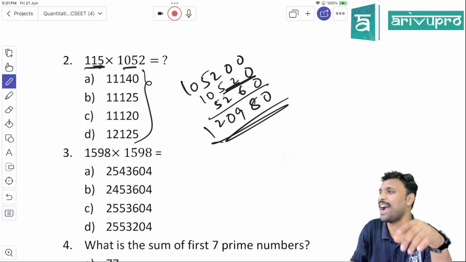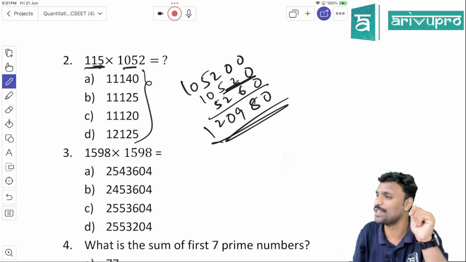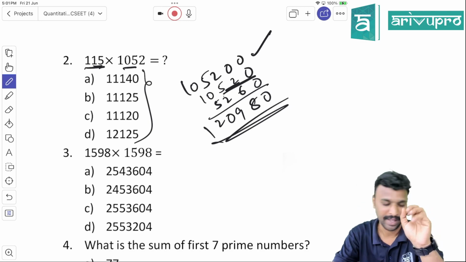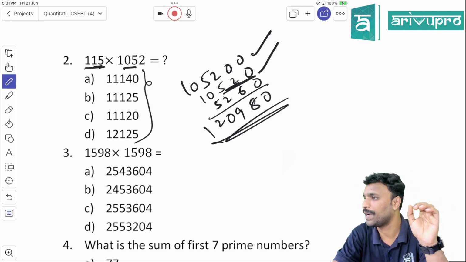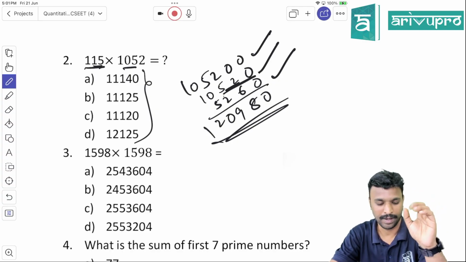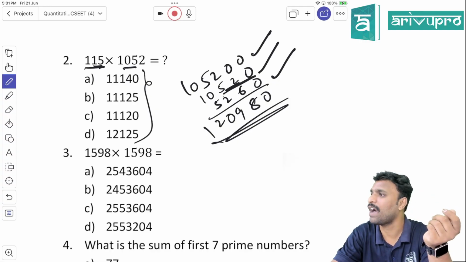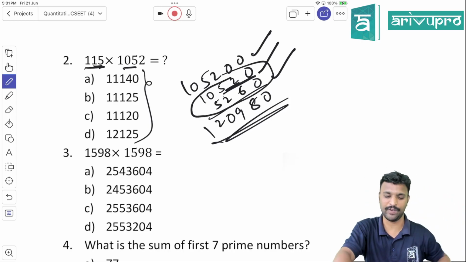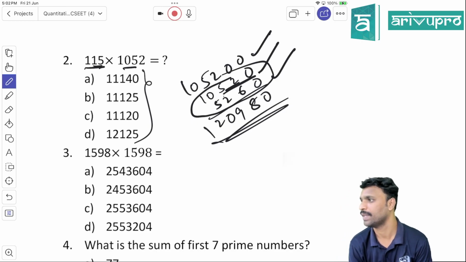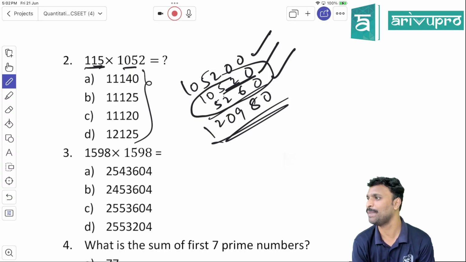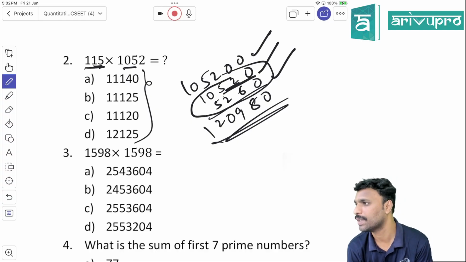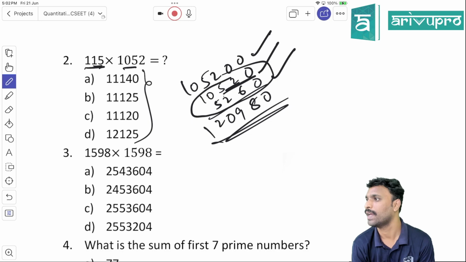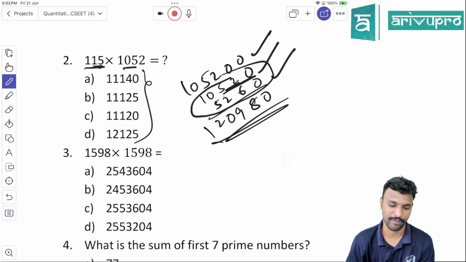Basically, you're going to split. You can't do it without splitting. 100 into 1052 is 1052 followed by 00. Then 10 into 1052 is 10,520. Then half of that: 10,520 half is 5,260. So first of all, do the smaller numbers: 10,520 plus 5,260. 520 plus 260 is how much? 780.